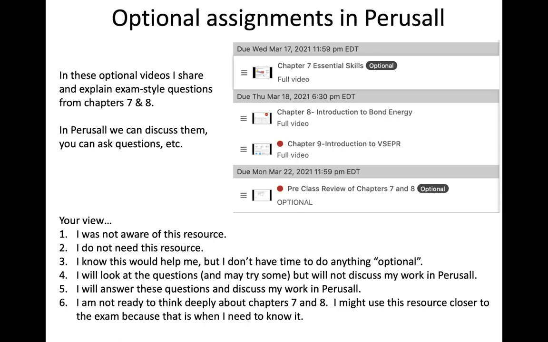I'm not aware of this resource. I don't need it. I know it would help me, but I really don't have time for anything optional. I think I'll look at the questions. I might try some, but I'm not really going to participate in Perusall. I'll answer these questions and discuss my work in Perusall. Or finally, I'm not really ready to think deeply about these. I might use it closer to the time that the exam's coming around. So we got 6 different choices. What would you say best describes your view?